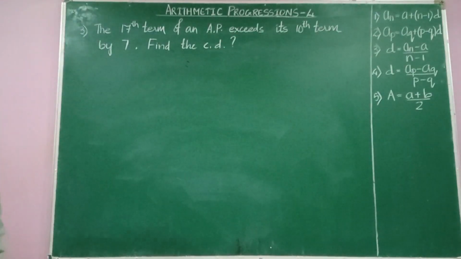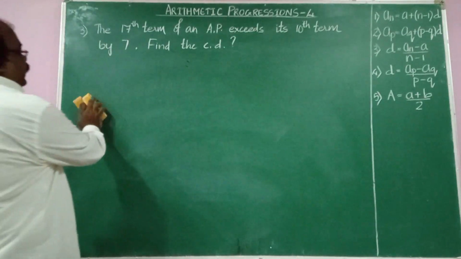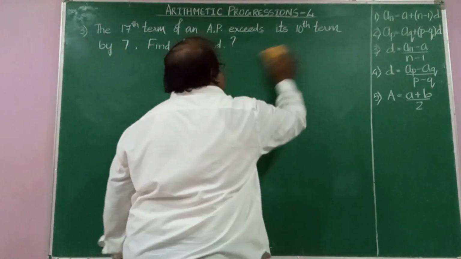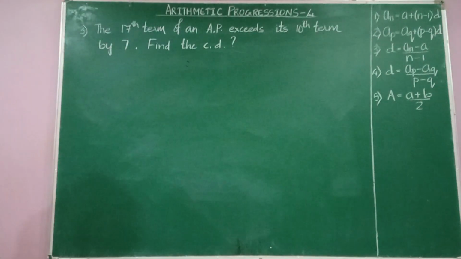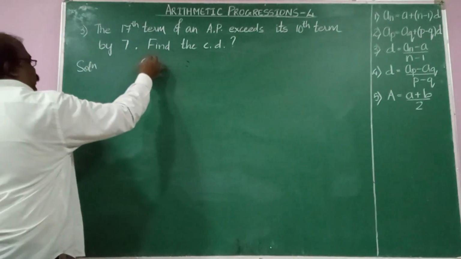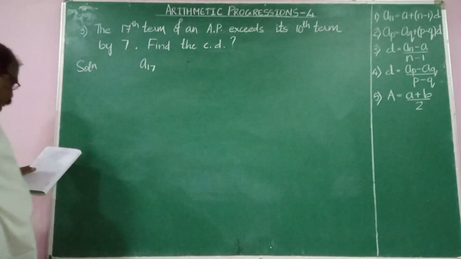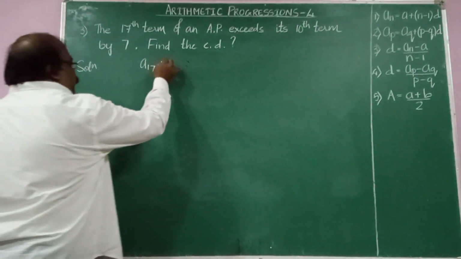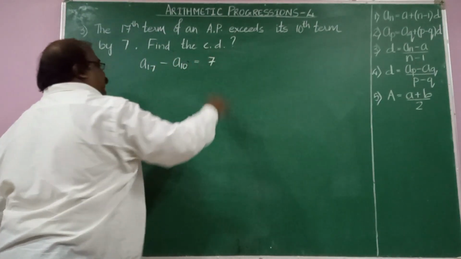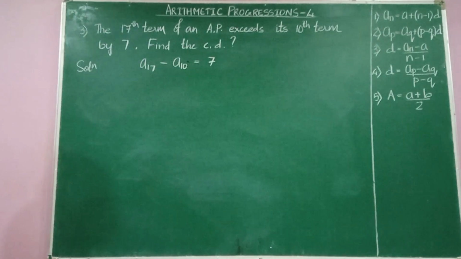What am I asking you in the sum? That the 17th term of an AP exceeds its 10th term by 7. What is given to me in the sum? The 17th term minus the 10th term is equal to 7.